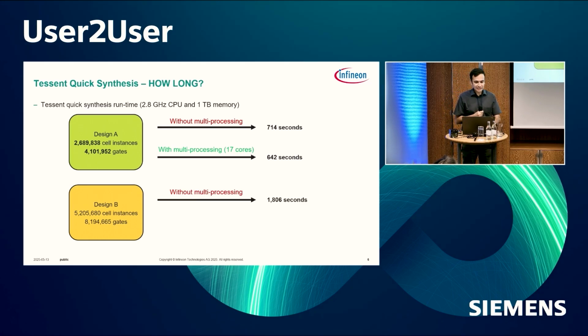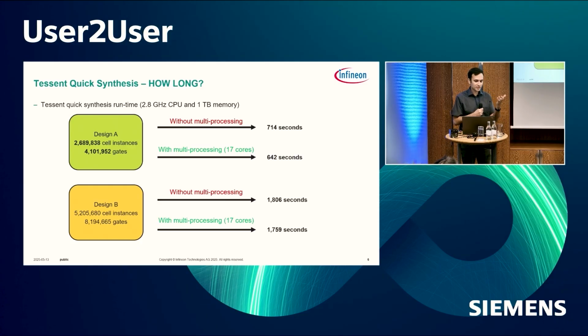Also for the second design, note that it has many 2D arrays, so the runtime is bigger. It takes roughly 30 minutes, and with multiprocessing it is slightly better. So you see, in 30 minutes, you can get a netlist out of this TSDB. And in all our cases, it usually takes less than 1 hour to get a netlist, which is a big advantage.